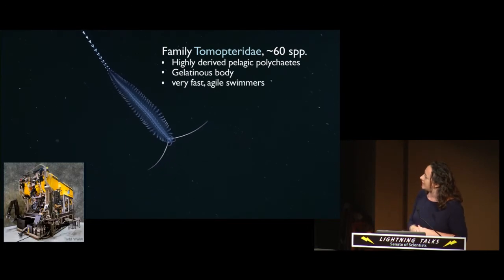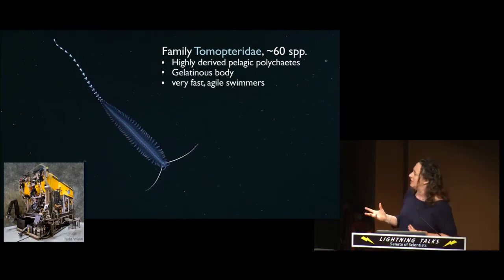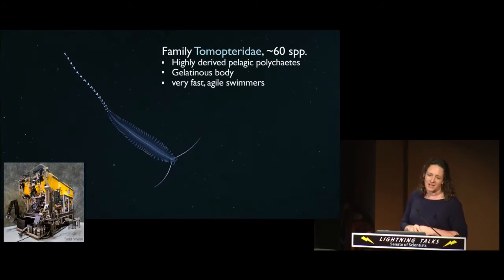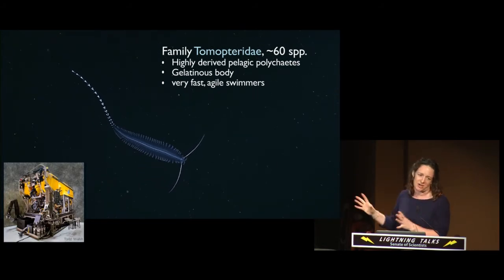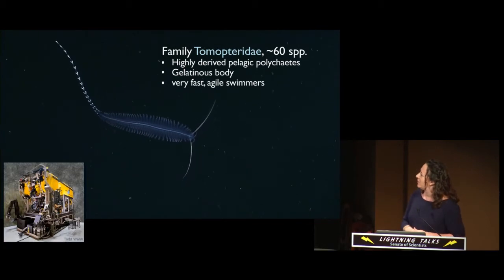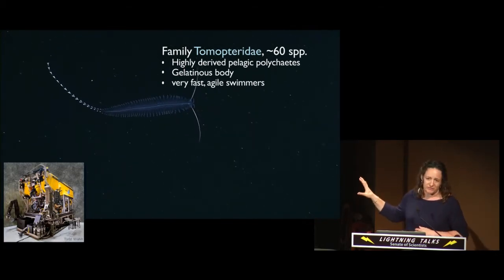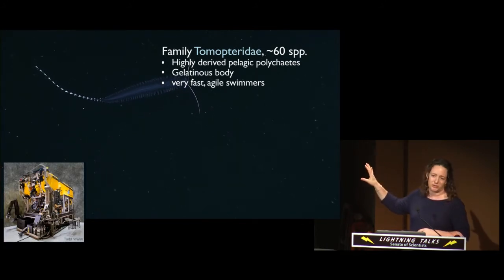They have a completely gelatinous body. They don't have any of the bristles that polychaetes are supposed to have, that they're named for. They're incredibly fast, agile swimmers. So these are like the superstars or the speedsters of the midwater as far as swimming is concerned for polychaetes. You can't tell that from this video. This is basically an animal treading water.